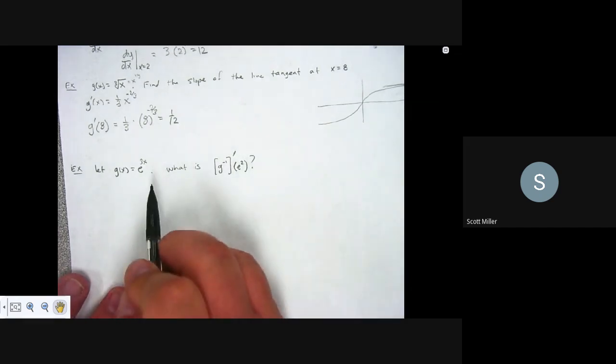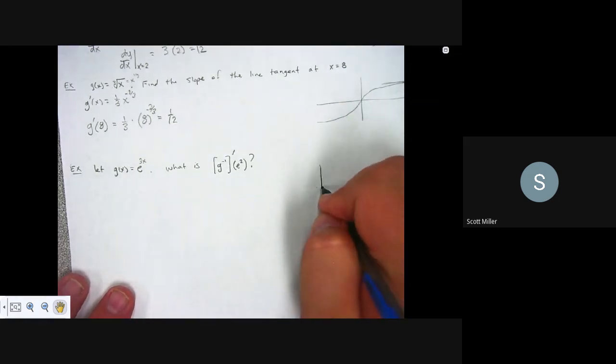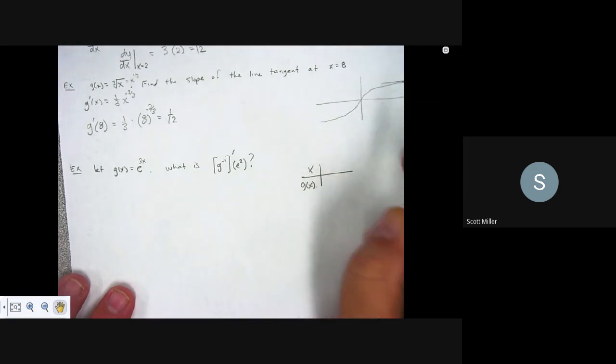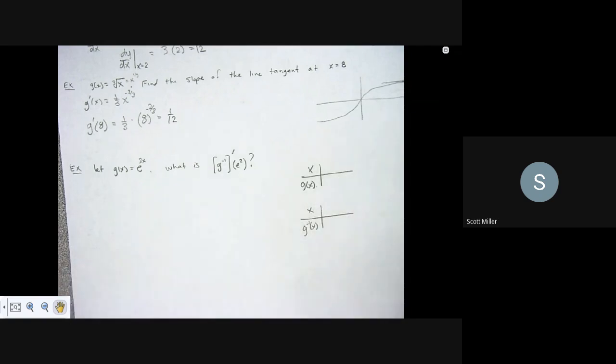So what I did over here first is you can make a table of values. We're going to do that real quick. And here is x, and here is g of x. Okay? And then over here, we're going to have another table of values, which is going to be x, and then it's going to be the inverse. Because remember, they switch order, don't they?